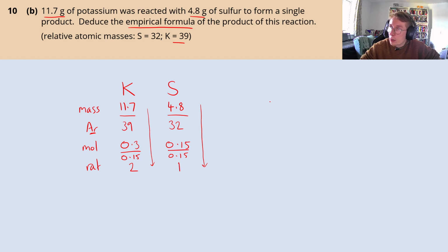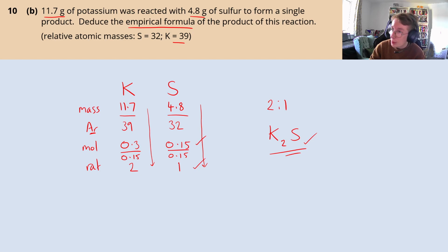So therefore we end up with a 2-to-1 ratio, but that isn't our final answer, because that's not how we write an empirical formula. We have to write it in the form K2S, and that is our final answer. Now this would be worth 3 marks. You get your first mark for calculating the moles of each substance, so 0.3 and 0.15. You get your second mark for deducing the ratio as 2-to-1. And you get your final mark for getting the final answer correct, K2S.